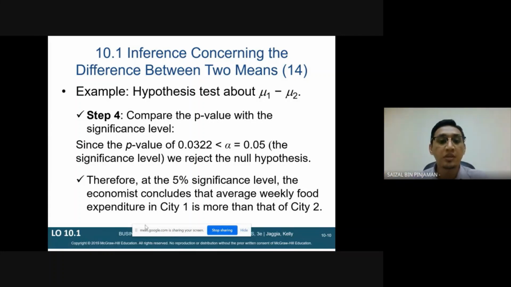In this case, at 5% significance level, the economist concludes that the average weekly food expenditure in City 1 is more than that of City 2. You conclude that the alternative hypothesis is true, where City 1 is larger than City 2.